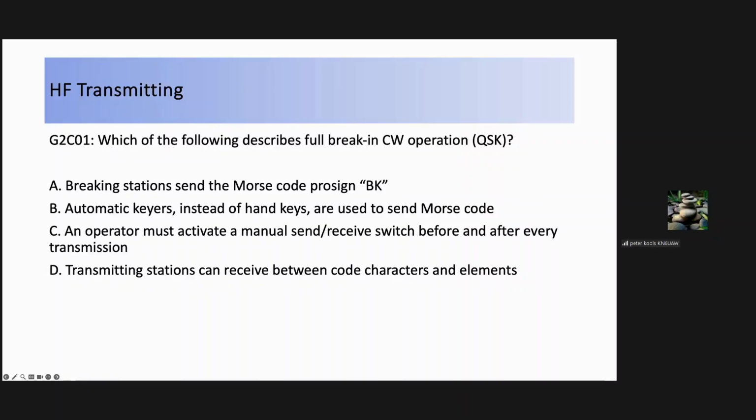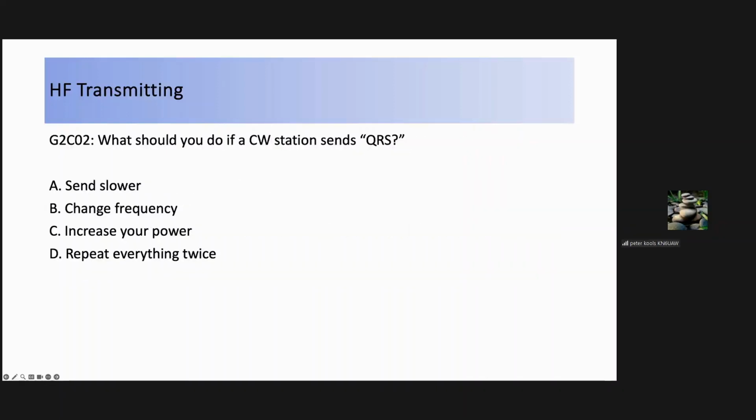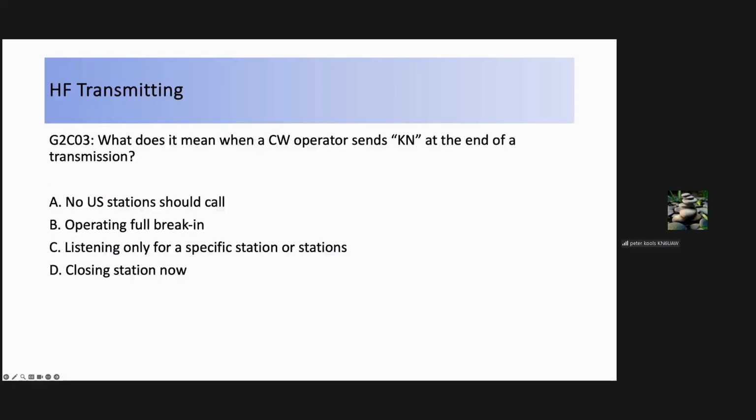Which of the following describes full break-in CW operation, also called QSK? Transmitting stations can receive between code characters and elements. What should you do if a CW station sends QRS? You should send slower, so S for slower. What does it mean when a CW operator sends KN at the end of a transmission? Listening only for a specific station or stations.